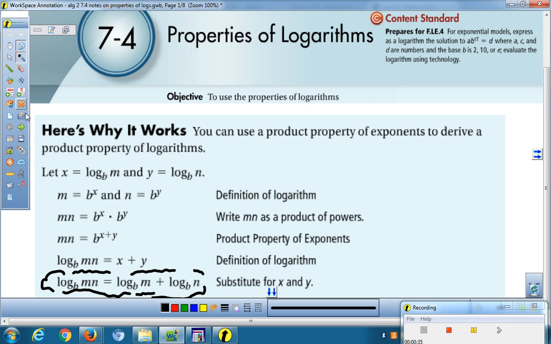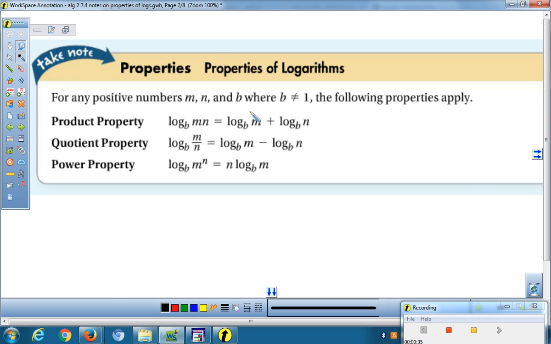So let's move on, and you need to write down your log properties. Those are the three that we're going to be working with. And this is what needs to go in here. The use of these properties is, as always, we can use properties to help us solve equations, change the look of it so that we can then solve for what we're looking for.